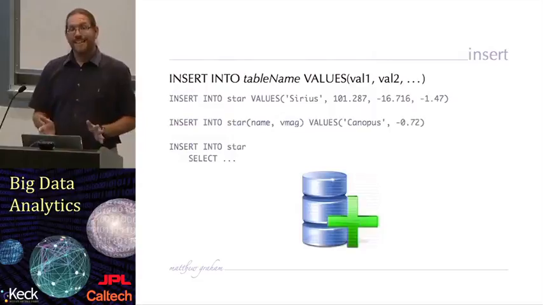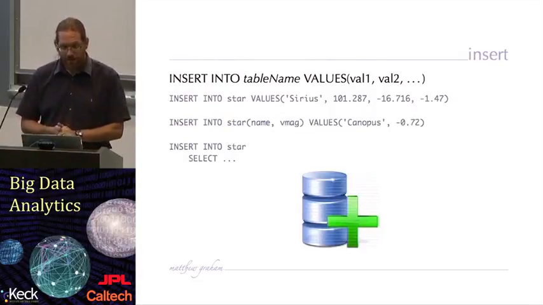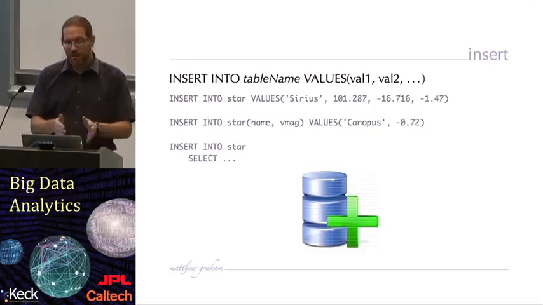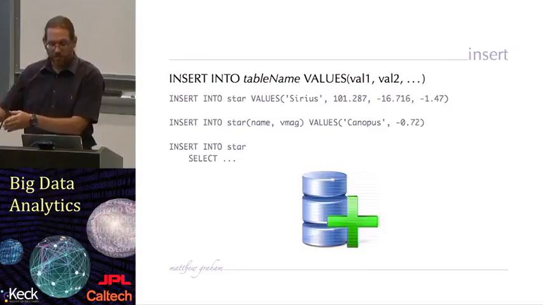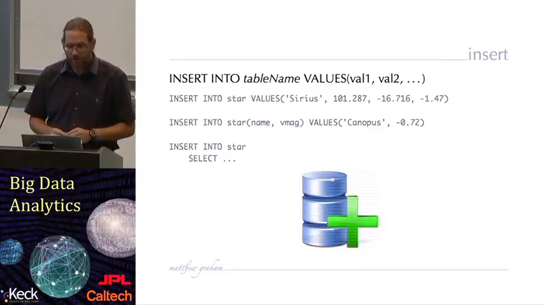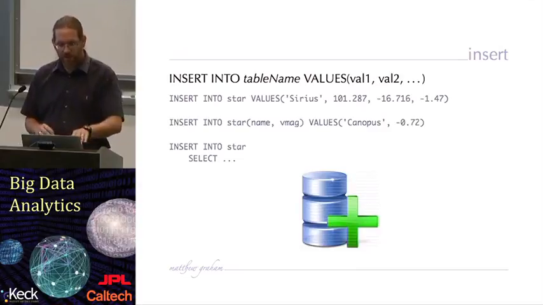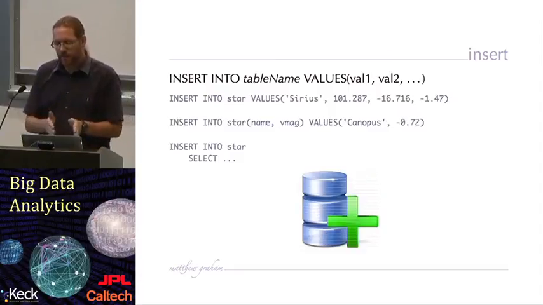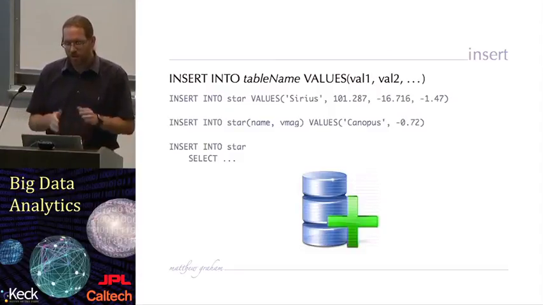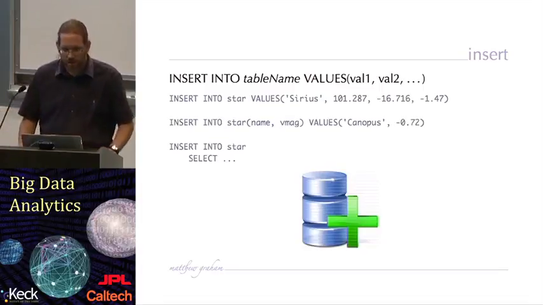If I want to put data into my database, I use the insert keyword, insert operations. So the syntax is insert into table name and then values. If I'm putting all the values for a particular row in, the first operation, insert into my table star, the values, and then the values for each of the columns in the appropriate order: Sirius, RA, DEC, magnitude.